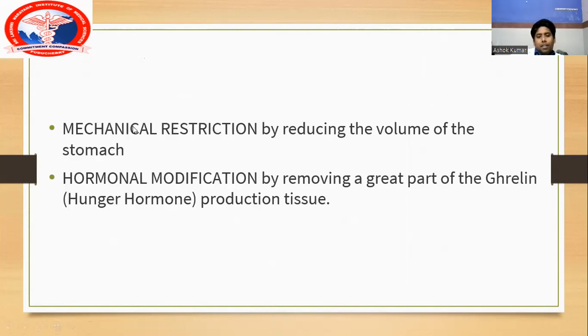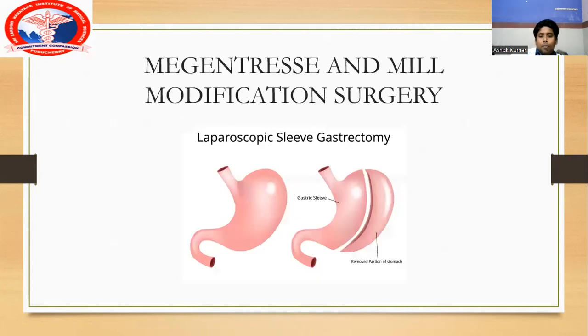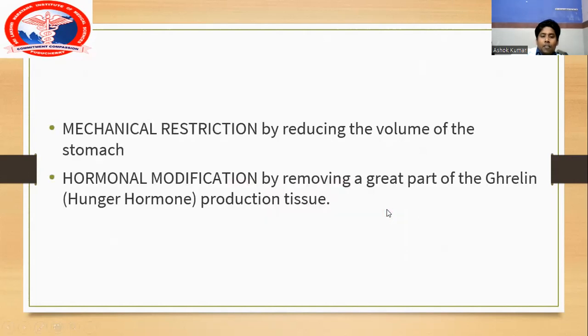So the main mechanism behind this sleeve gastrectomy is mechanical restriction. The patient will be taking a very small amount of food and have more satiety. There is also a major factor taken into account here, which is hormonal modification. Previously I told you ghrelin is one of the most important hormones, that is an orexigenic hormone. This ghrelin is secreted from the fundus, and by leaving out almost 80% of the stomach here, we are eliminating the ghrelin hormone so that we are achieving more weight loss.